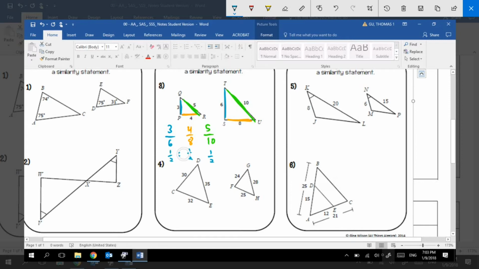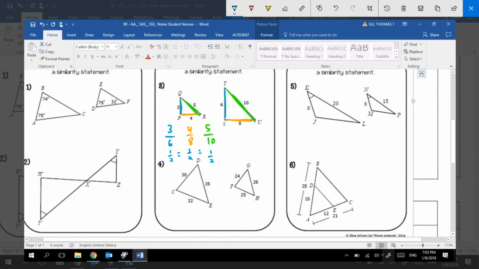So yes, all the ratios are the same, which means that we have side, side, side, and these are indeed similar triangles. So triangle QPR is similar to triangle TSU. There you go. Now let's look at number 4, and we're going to do the exact same thing.